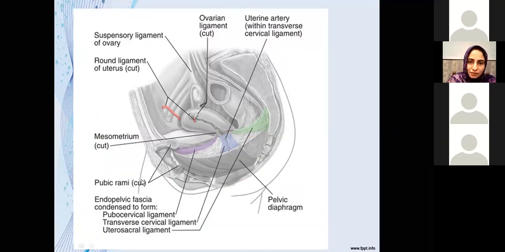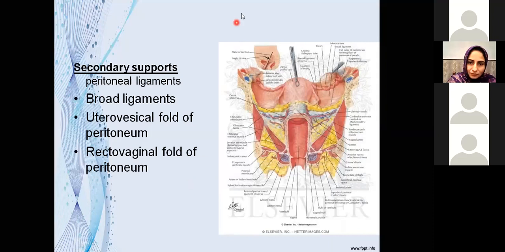Apart from this, any other importance of the transverse cervical ligament? Yes. Okay, I'll be discussing, right? So which are the secondary supports?